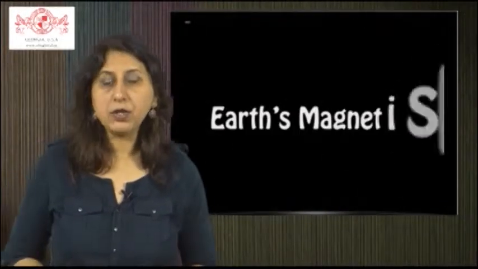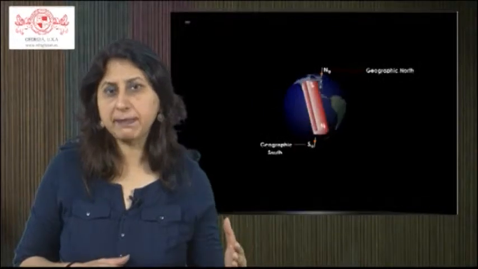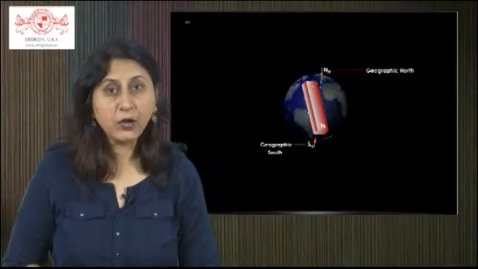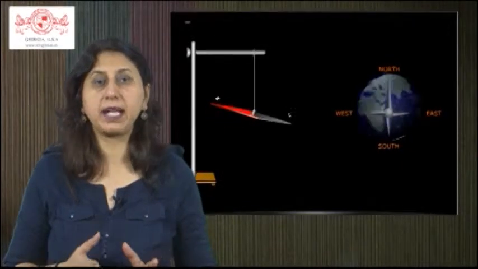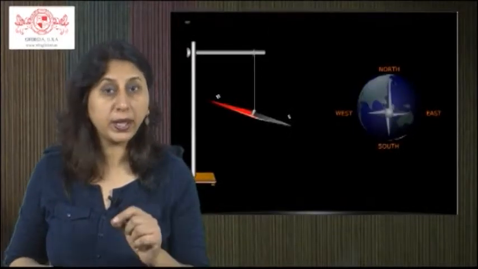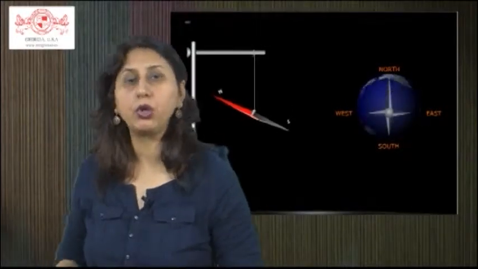Earth's magnetism. Now let us find out about Earth's magnetism. The Earth behaves like a powerful magnet. The south pole of this magnet is towards the Earth's north pole and vice versa. Let us now see the experimental evidence to prove Earth's magnetism. A freely suspended magnetic needle always aligns itself in the north-south direction, showing that Earth is a magnet with its south pole towards the north pole of the magnet.